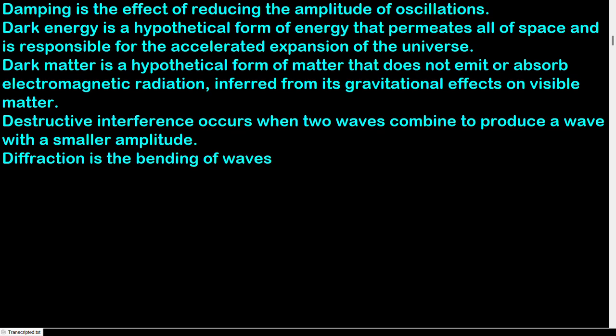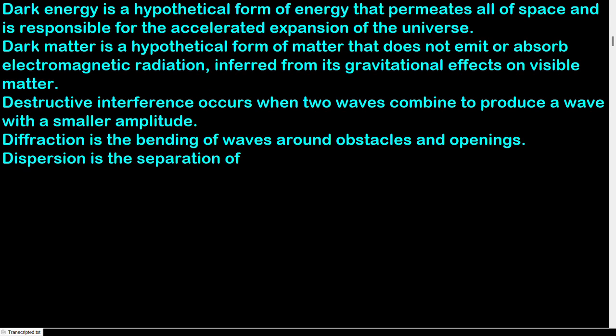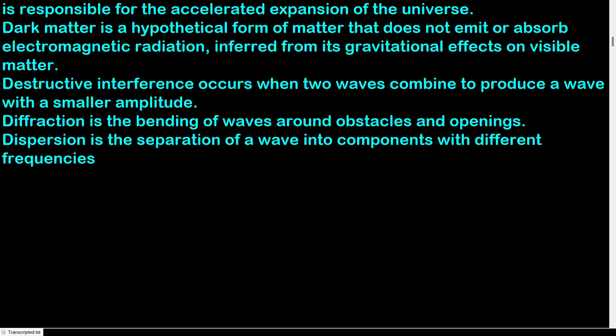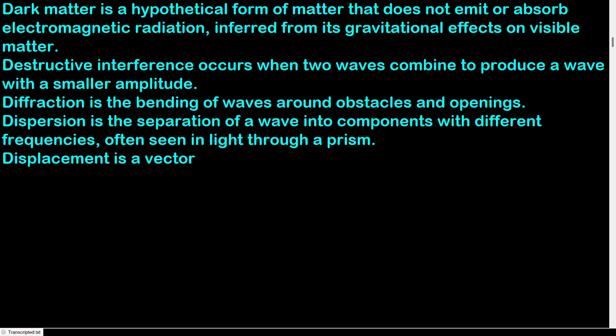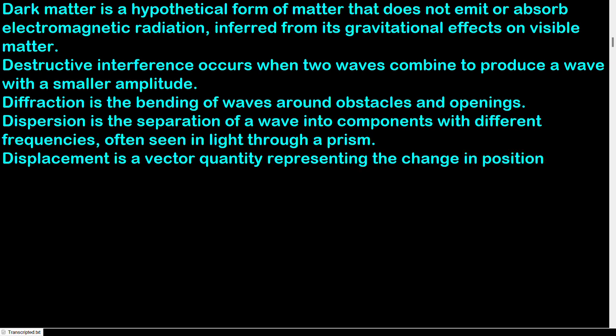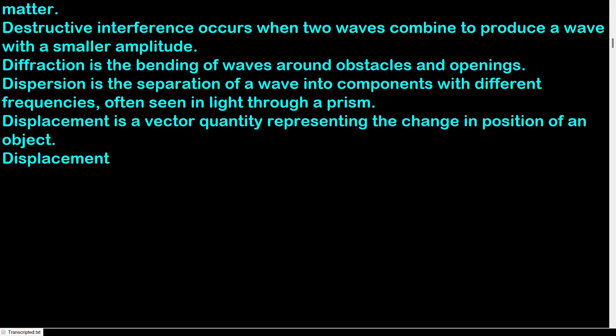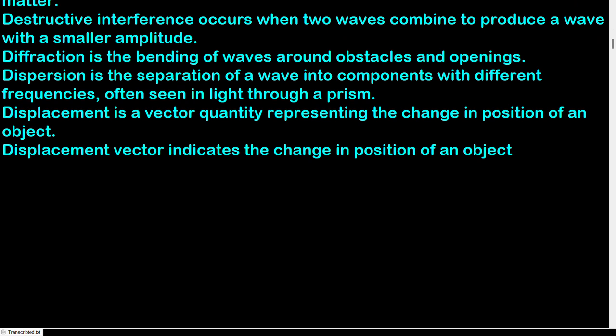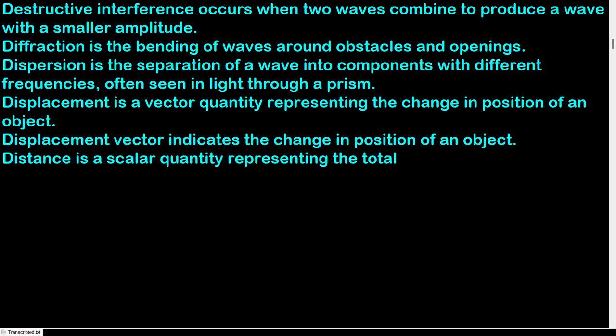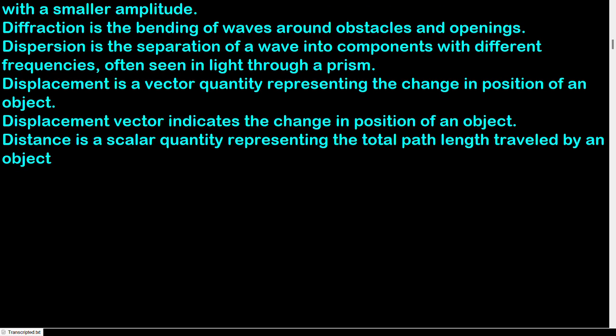Diffraction is the bending of waves around obstacles and openings. Dispersion is the separation of a wave into components with different frequencies, often seen in light through a prism. Displacement is a vector quantity representing the change in position of an object. Displacement vector indicates the change in position of an object. Distance is a scalar quantity representing the total path length traveled by an object.